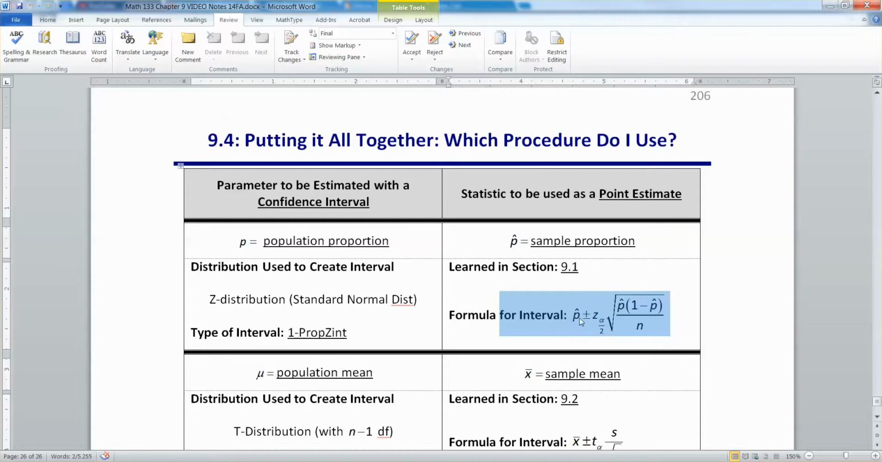And don't forget, while we're on the subject, that alpha is the complement of your confidence level. So if you have a 90% confidence level, alpha is 10%. And then alpha over 2 would be 5% because you divide that alpha in half.